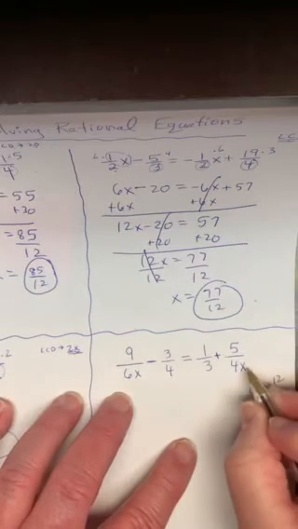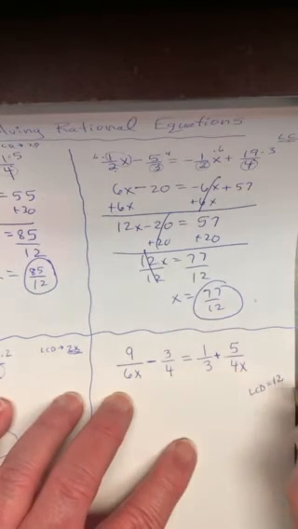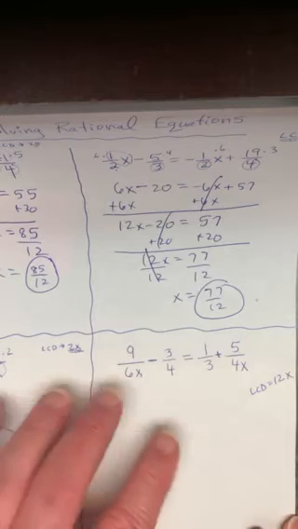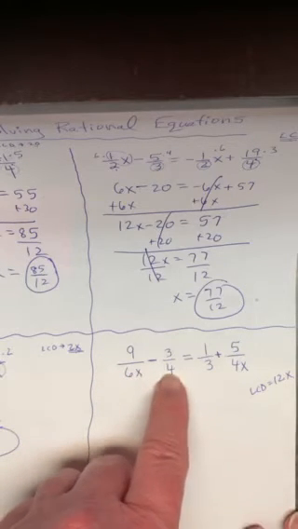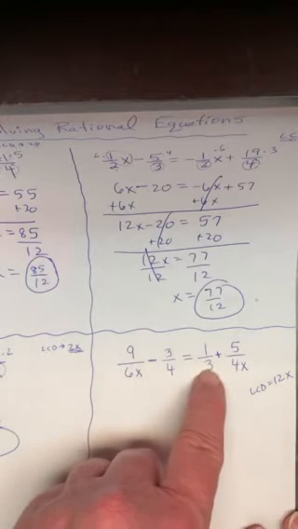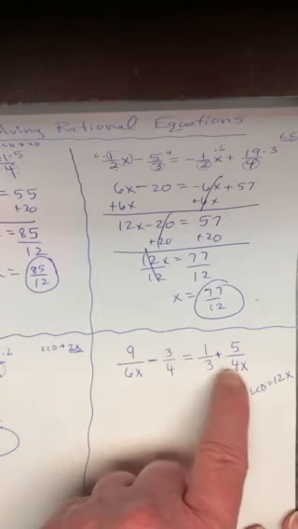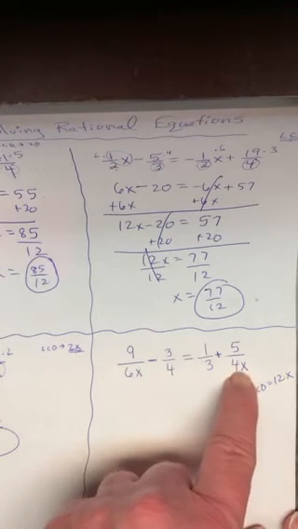And then, of course, what letter do you see down there? X. I need to turn him into a 12x. I need to turn him into a 12x. I got to turn that denominator into a 12x, and that one into a 12x as well.